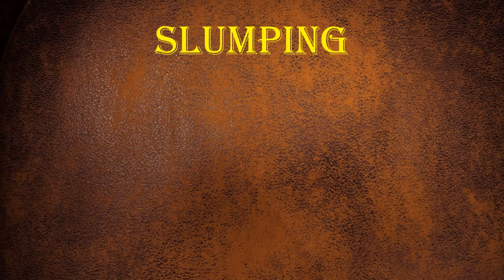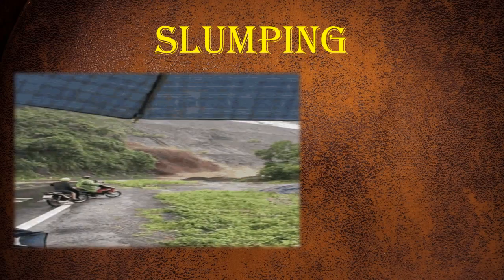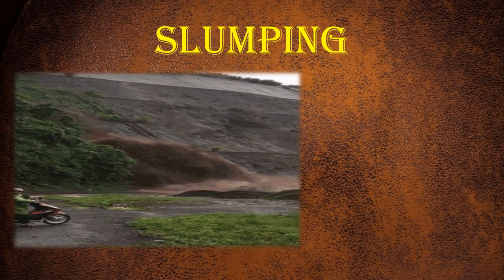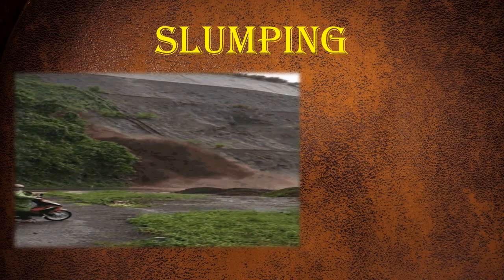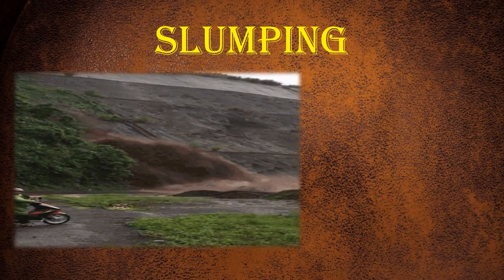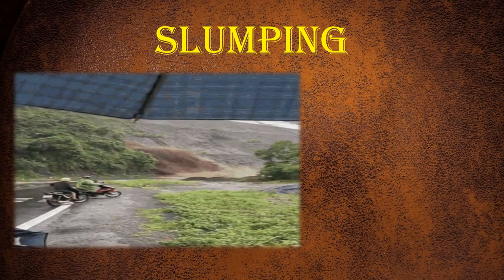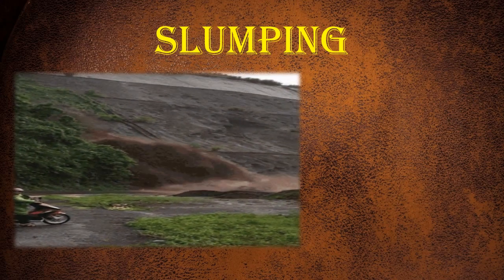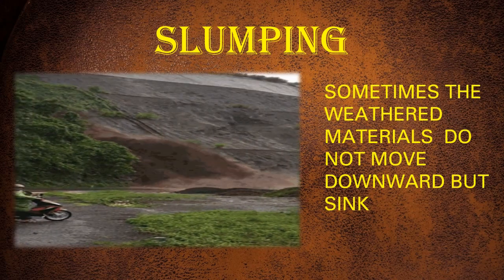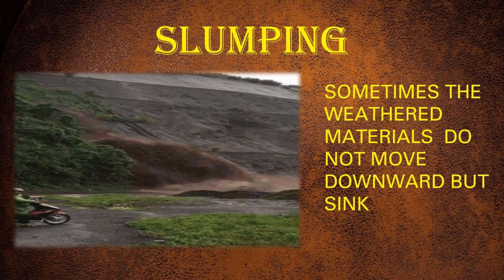Now let us understand about slumping. Students, sometimes, as you can see in this slide, the weathered material, meaning rocks, rock particles, soil and soil particles, does not move downward. They remain where they are. So we can say that sometimes weathered material does not move downward. They remain where they are. This is called slumping. So please remember that sometimes the weathered material does not move downward but sinks where it is. This is known as slumping.